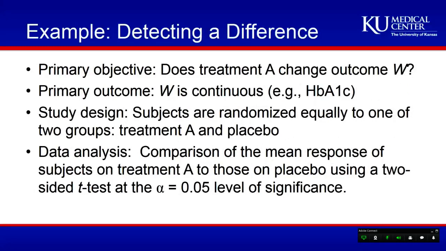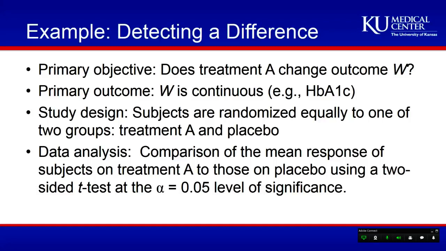So let's take a look at an example where I'm actually doing a hypothesis test. The primary objective here could be analysis of variance, but they're going to do a t-test. It's just comparing a continuous outcome between two groups. They want to see, for instance, HbA1c. Is it different when patients are treated with placebo versus when they're actually treated with this therapy A?